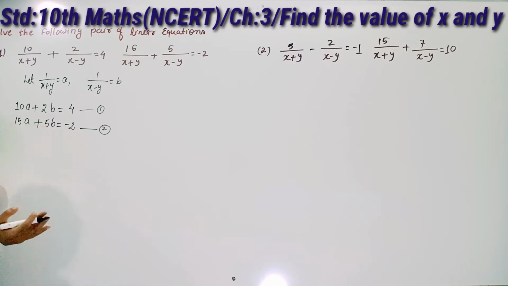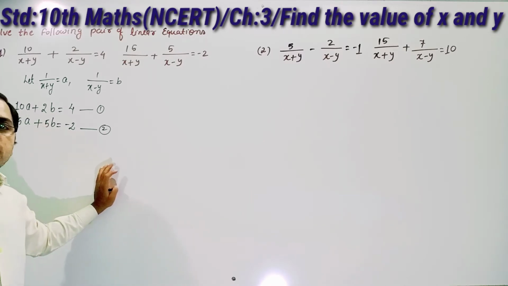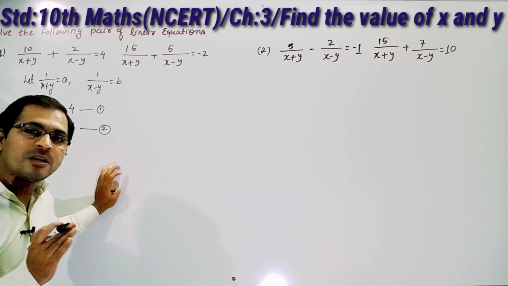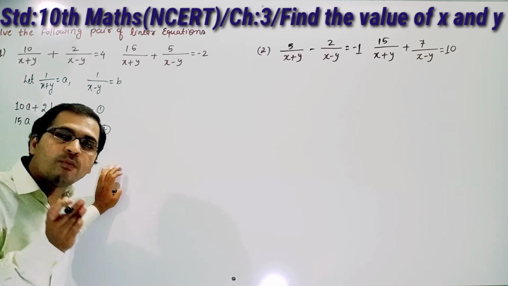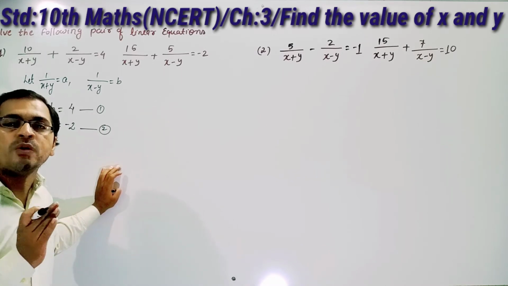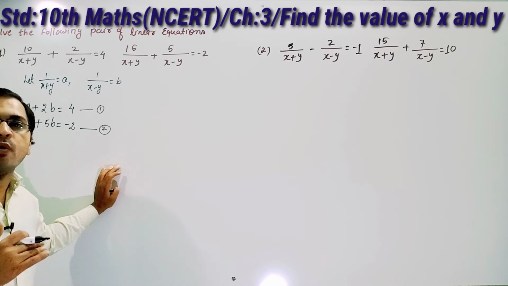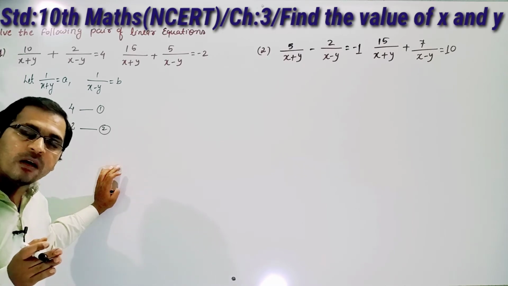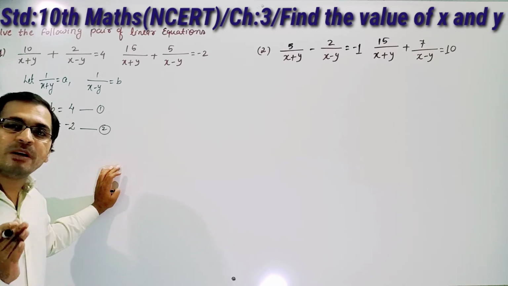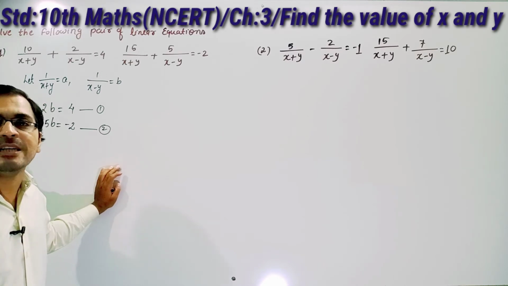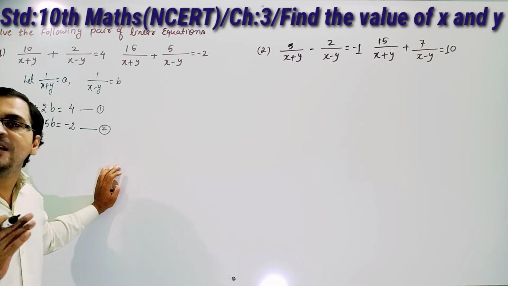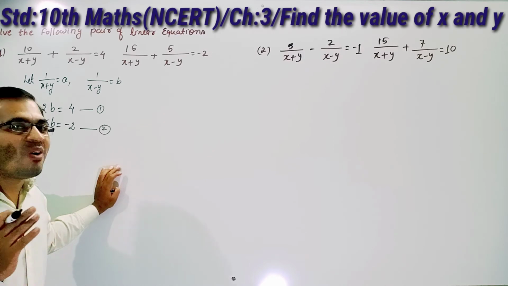Okay students, so our target should be what? If we want to equate the coefficients of the same variable, we should multiply by a number that is minimal, the smaller integer, through which it will be easy to subtract or add.